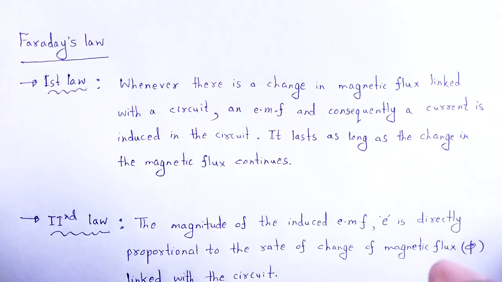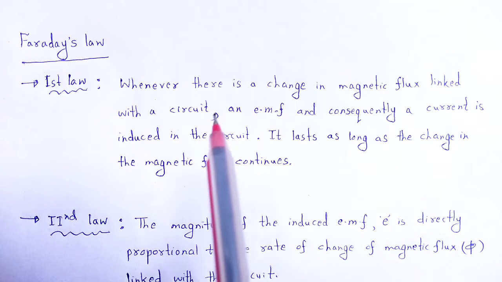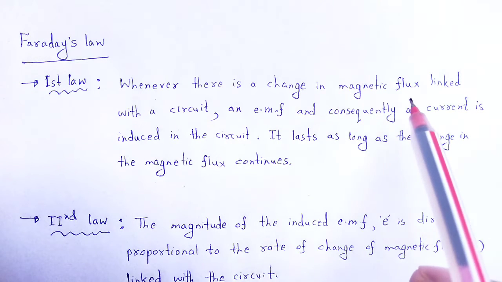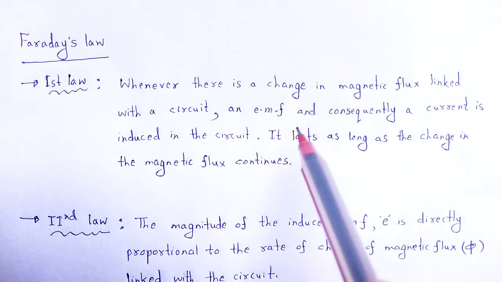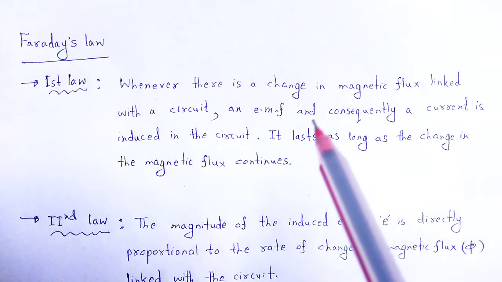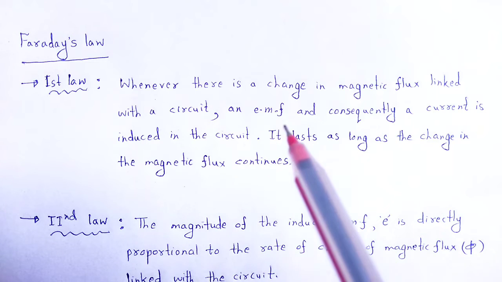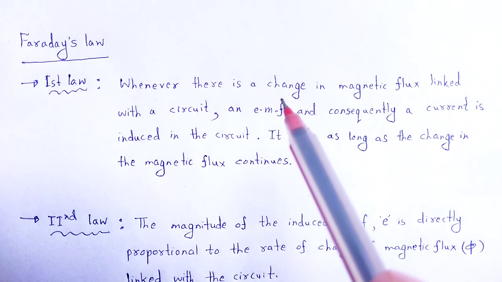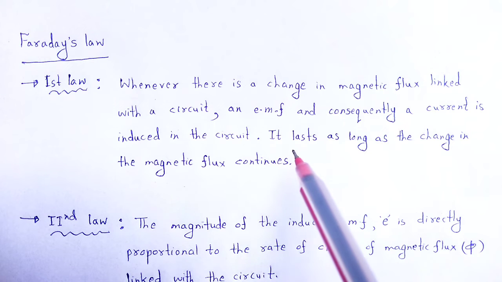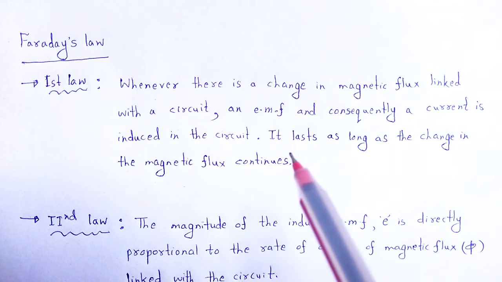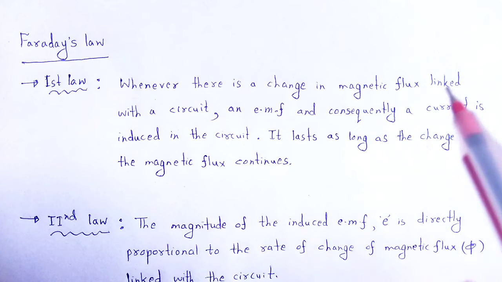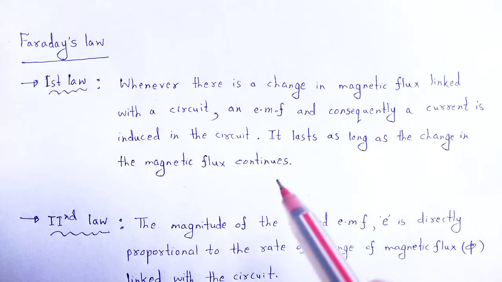Faraday's law of electromagnetic induction, first law: whenever there is a change in magnetic flux linked with a circuit, an EMF is induced. Consequently, a current is induced in that circuit. As the EMF is induced, therefore current will be induced. It lasts as long as the change in the magnetic flux continues. As long as magnetic flux changes, the EMF will be produced.